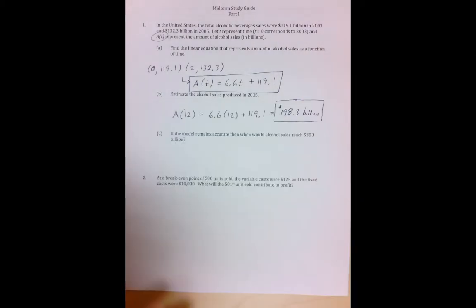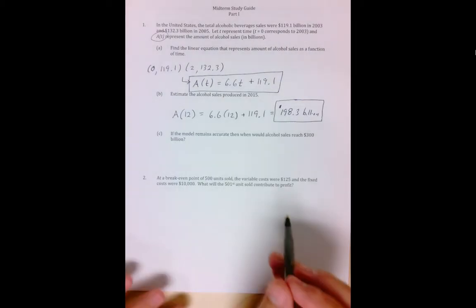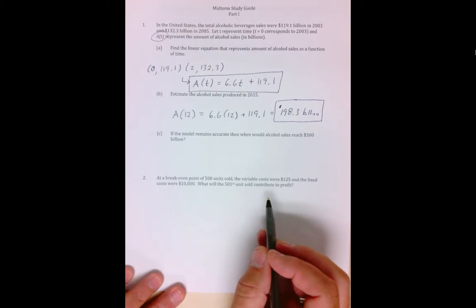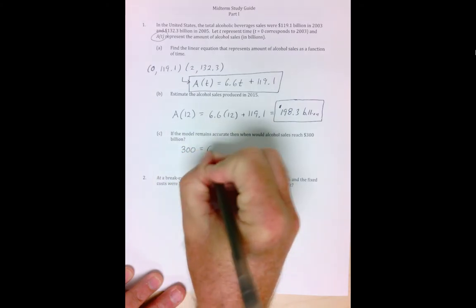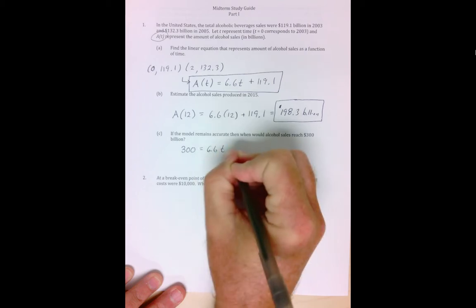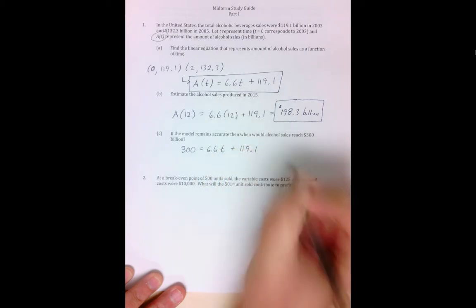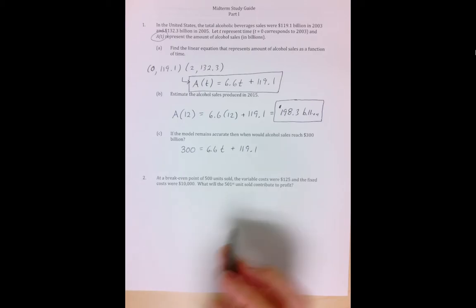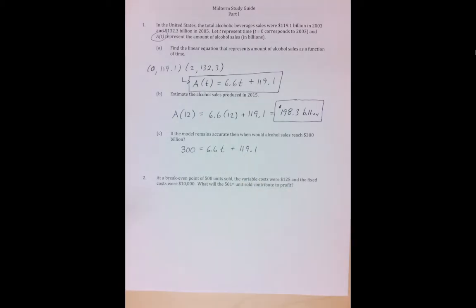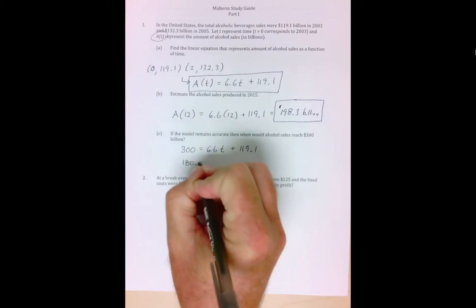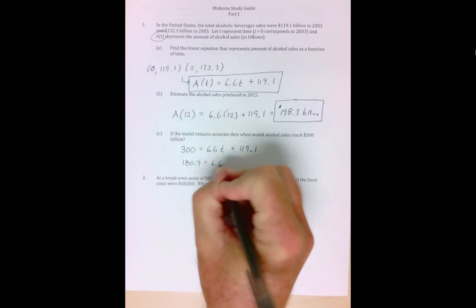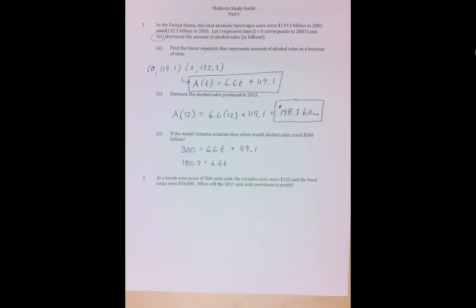Now, part C is a little bit different. It says if the model remains accurate, then when would the alcohol sales reach 300 billion? So I want my function value to be 300. So I'm going to have 6.6T plus 119.1. As you would expect, we're going to subtract 119.1 from both sides, and when we do that, we get 180.9 is 6.6T.